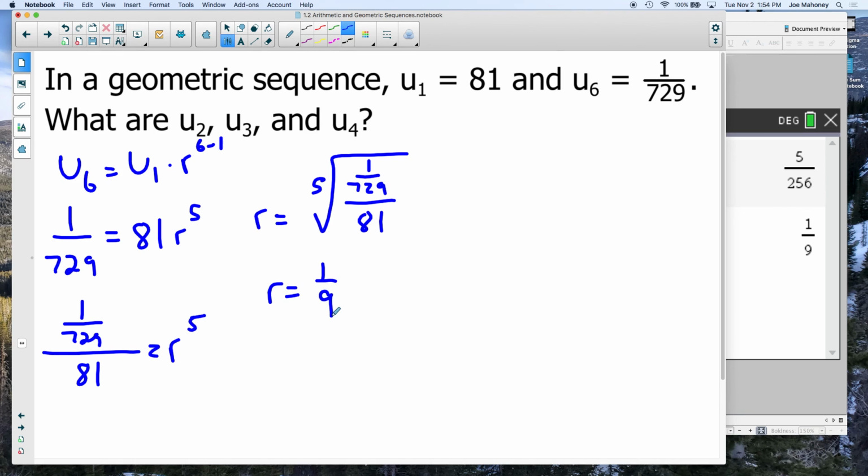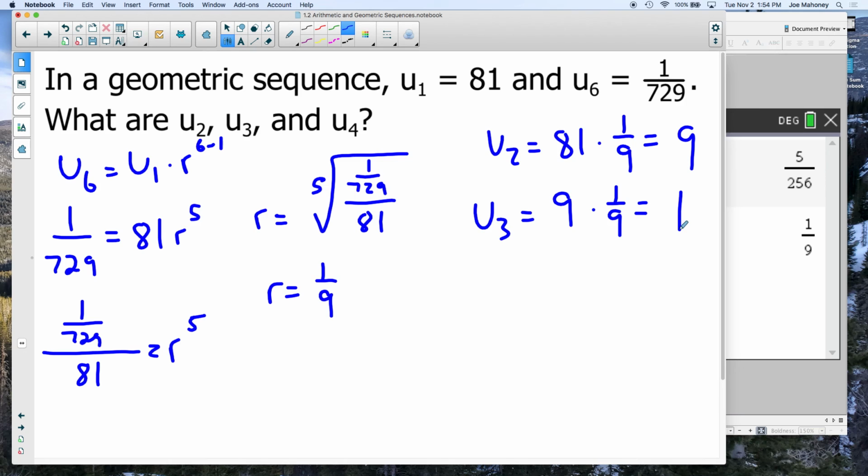So let's start finding some of these terms now. The second term is 81 times 1/9, which is just 9. The third term, if we do this recursively, is the second term times 1/9, which is just 1. And the fourth term is the third term times 1/9, which is just 1/9. So hopefully you see in this video how we can use those formulas for arithmetic and geometric sequences to really just solve equations and find whatever values we need.